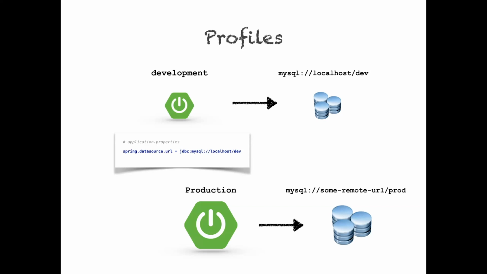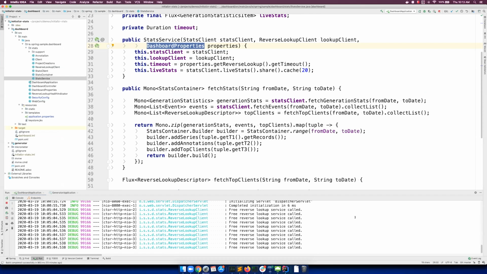So even if you've configured the spring.datasource.url, which is the property used for talking to the database, to, let's say, a local value in your application.properties, you want to somehow be able to override this in your production environment. And you can do that with profiles. So back to the code.